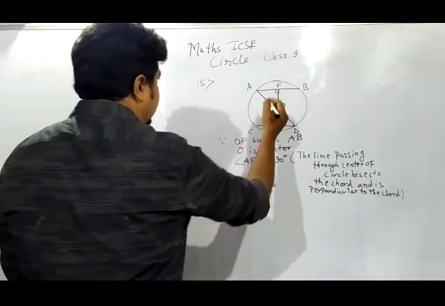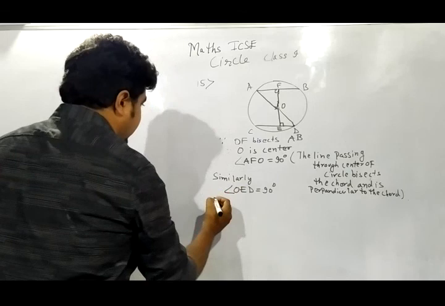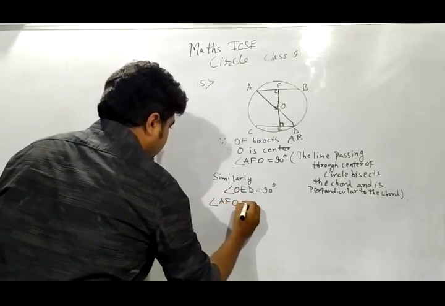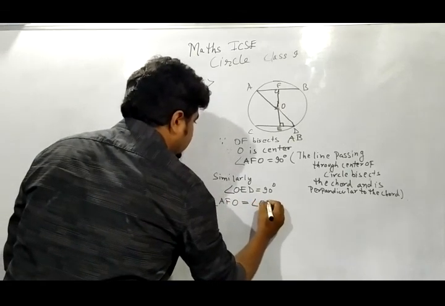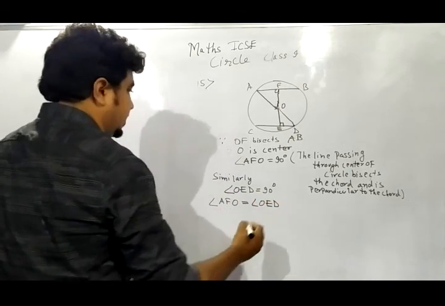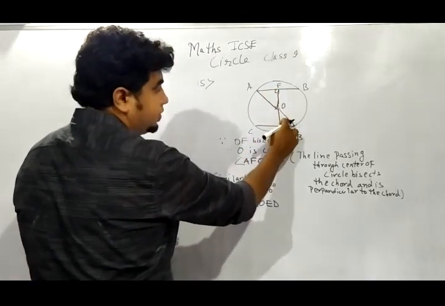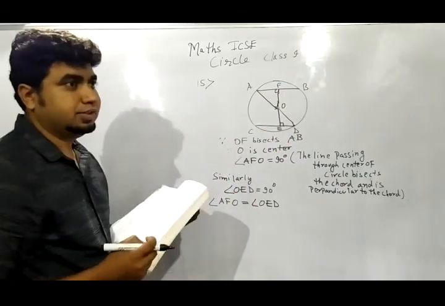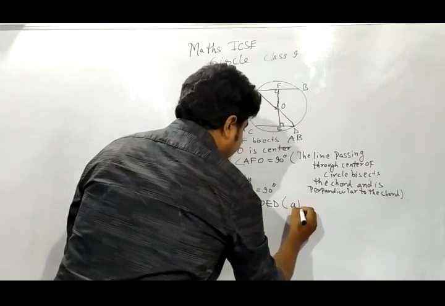I can say that if this angle is 90 and this angle is also 90, then angle AFO is equal to angle OED. That is, this is on the left side of the transversal and this is on the right side of the transversal. If these lines are parallel, that is the only case when two angles can be equal. So from here we can say these are alternate angles.